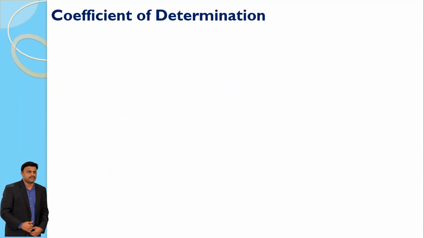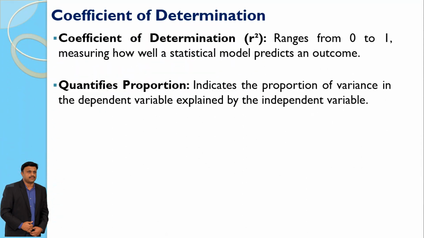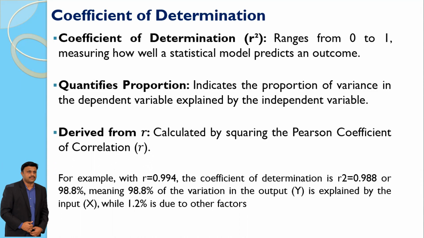Regression is a statistical technique used to model and analyze the relationship between a dependent variable and one or more independent variables. It helps estimate the dependent variable based on the values of the independent variables.